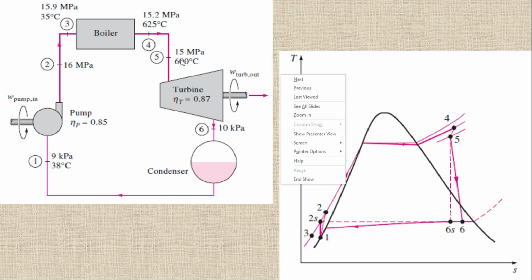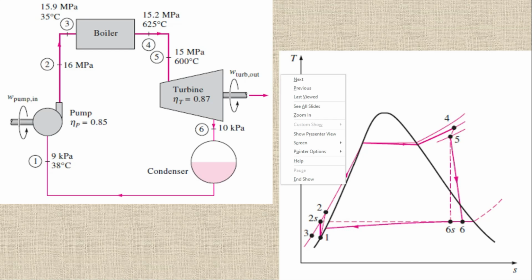Here we will check the H value using 15 megapascal and 600 degrees Celsius, and at the same point we will find S5, the entropy at point number 5. When we know the entropy at point 5, and we know the process at point 6, we can easily check the values. So how can we proceed? Simply, we will take the value of H5 at 15 megapascal and 600 degrees Celsius.